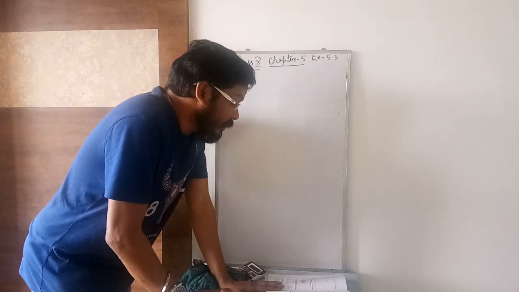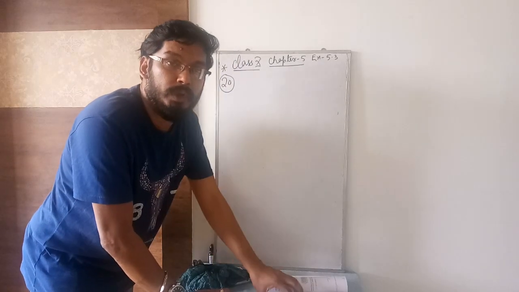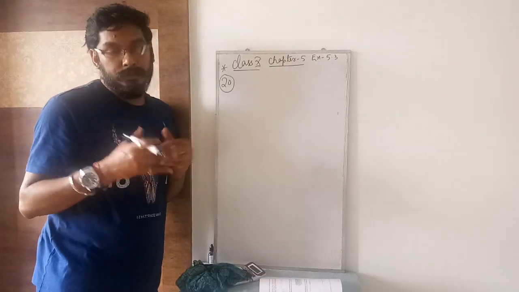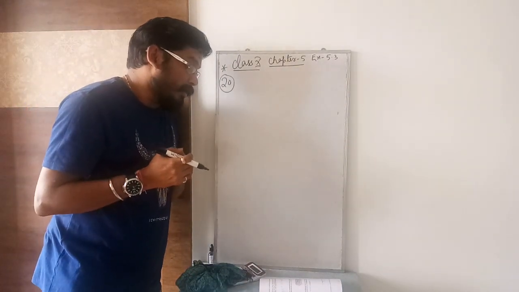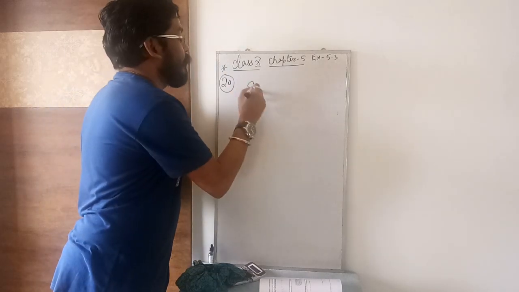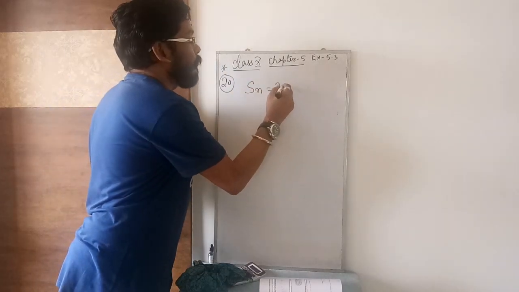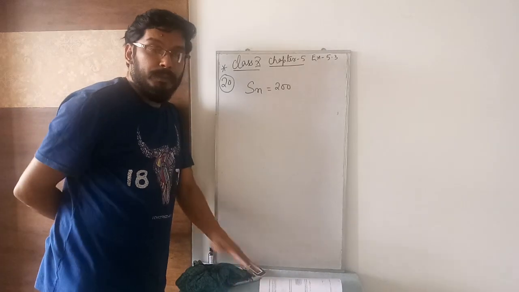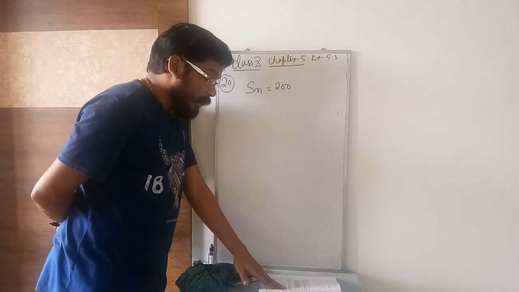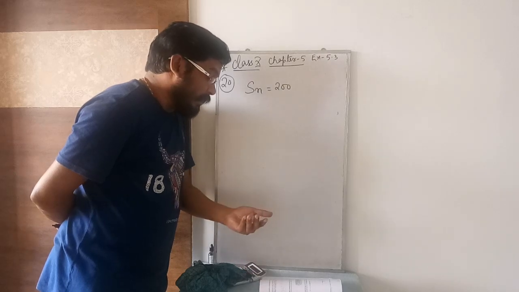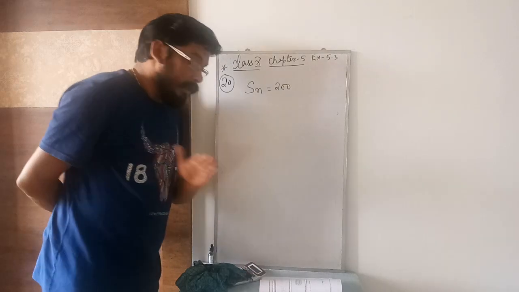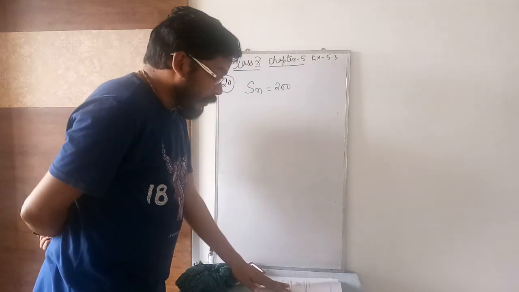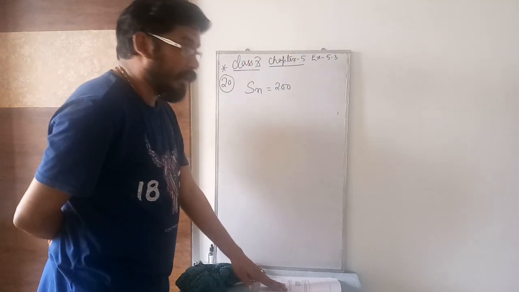200 logs are to be stacked in the following manner. There are 200 logs. Logs you know, no? That means wood. So total number of logs is 200, which means Sn equal to 200. In the bottom row you are going to place 20, then 19 in the next, 18 in the row next, and so on. In how many rows are there 200 logs?